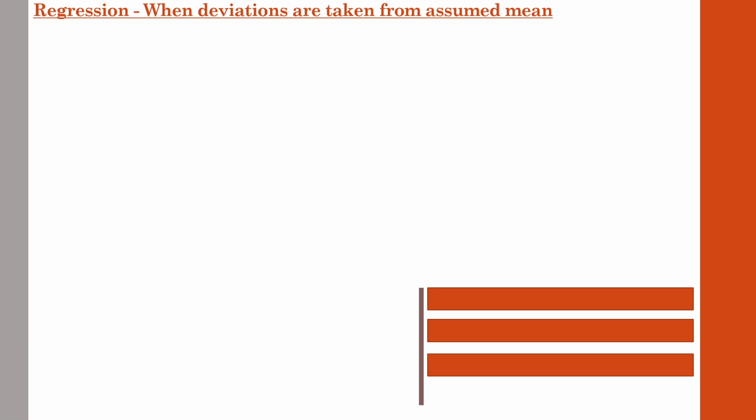I hope you know how to find the case on the basis of assumed mean as well as actual mean, because the equation for finding the regression equations for assumed mean and actual mean is different. So you have to be very cautious while dealing with regression where deviations are taken.